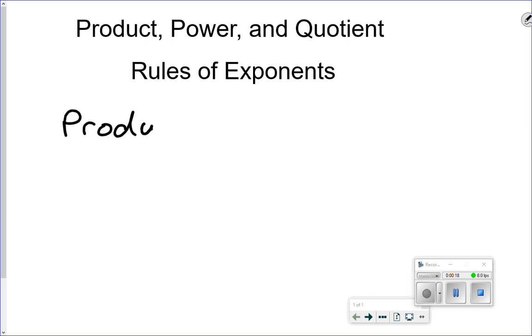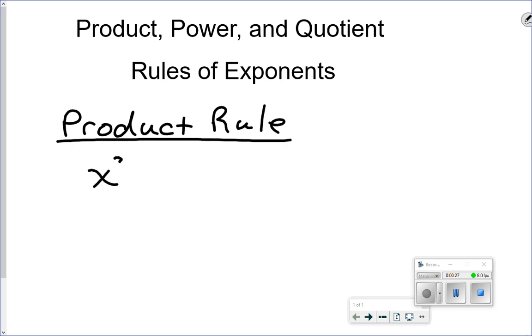Product means multiply. So this is when you are multiplying exponents together, such as x to the third times x to the fifth. Okay, and the rule for this is that you simply add the exponents together. So if I have x to the third times x to the fifth, that would simply be x to the eighth. The reason for this is because x to the third means x times x times x.